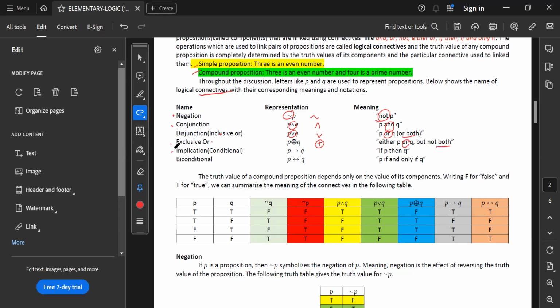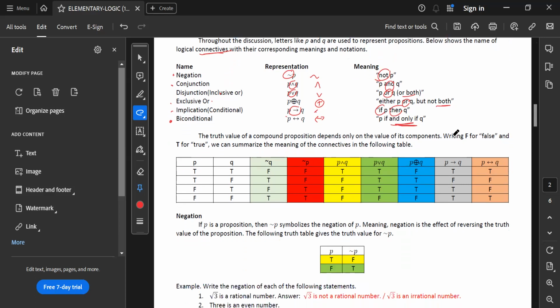And then, the next one is implication, also called conditional. You can see a one-way arrow. It means if-then. Then the biconditional, where the arrow goes back as well, meaning both ways. It means if and only if. So, this is the truth table for each of the connectives.